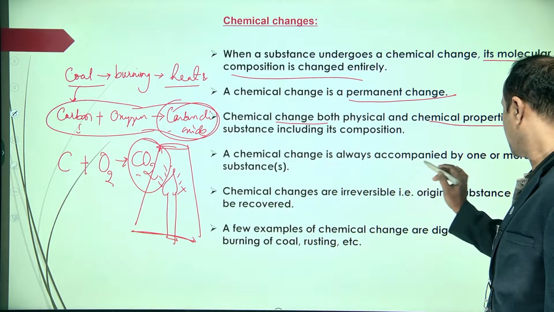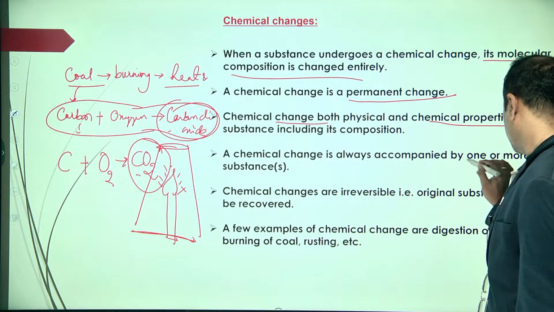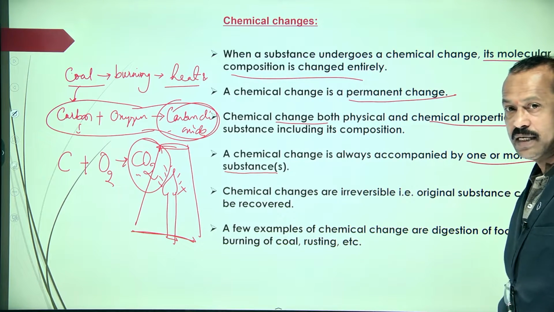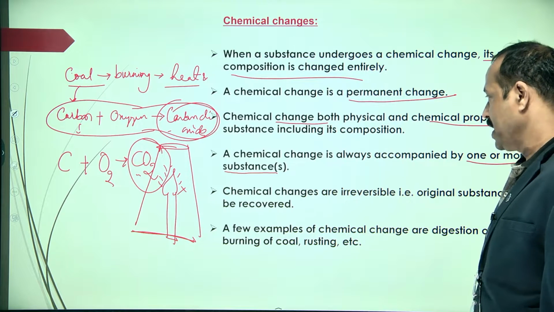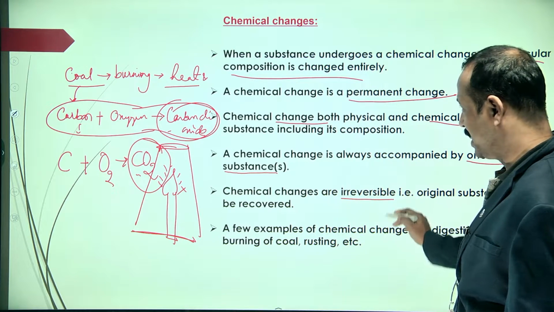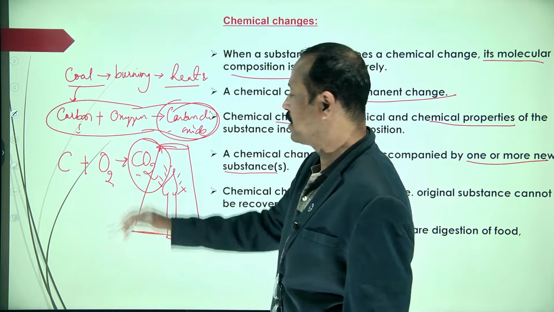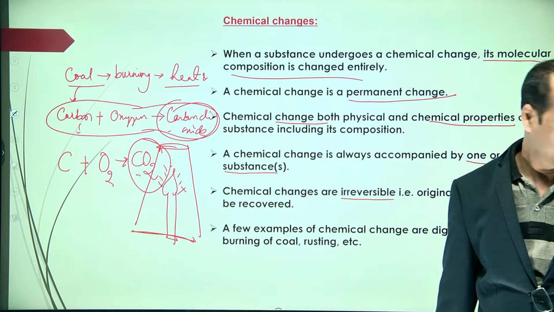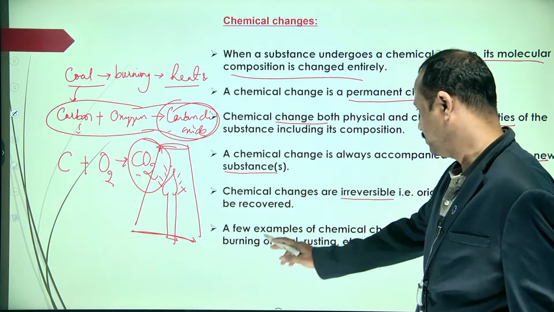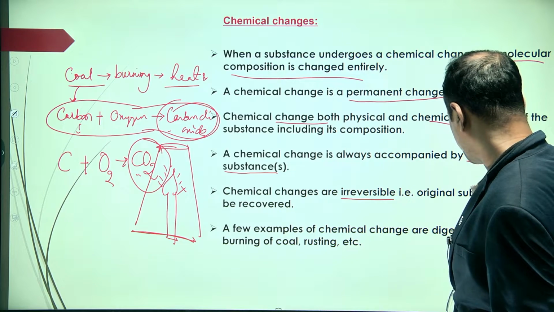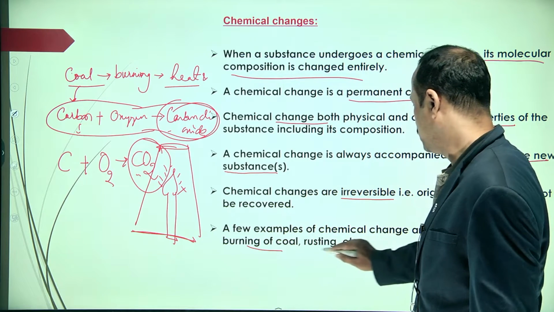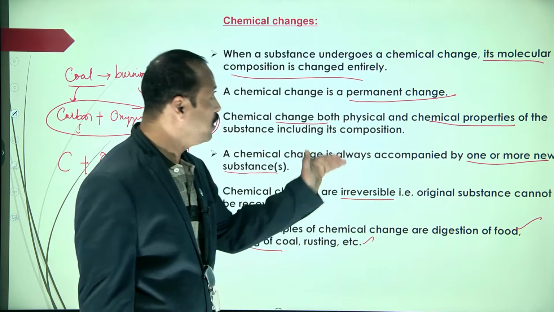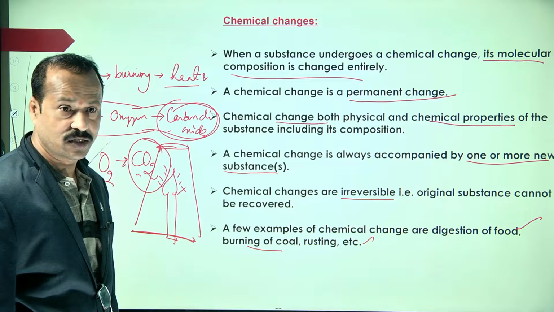A chemical change is always accompanied by one or more new substances. So this is most important. Always we get one or more new substances. We are getting the new substance, that is carbon dioxide. And chemical changes are irreversible. Irreversible means once it is turned into carbon dioxide, we cannot change it into carbon again. Now, some other examples: digestion of food, burning of coal, rusting, etc. So these are the points of a chemical change. Is this clear to you?